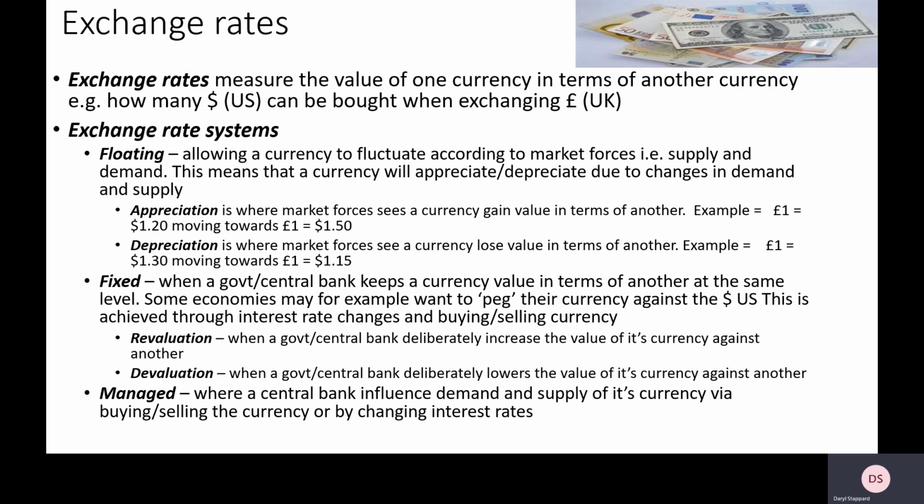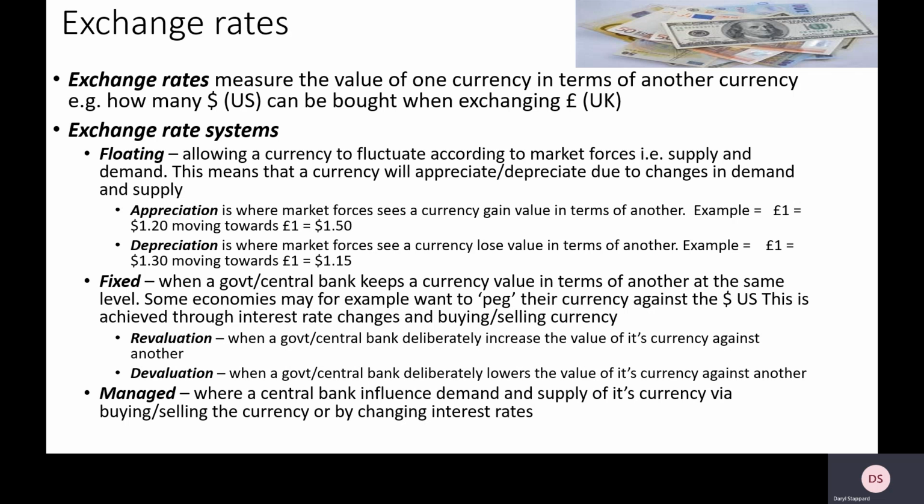Right, so exchange rates then. All we're doing here, we are measuring the value of one currency in terms of another currency. So in other words, if you were to sell a pound, how many US dollars would you get for that pound? If you sold a pound, how many euros could you get in exchange for that pound? So the value of one currency in terms of another. There are 3 different main exchange rate systems that we need to be aware about.